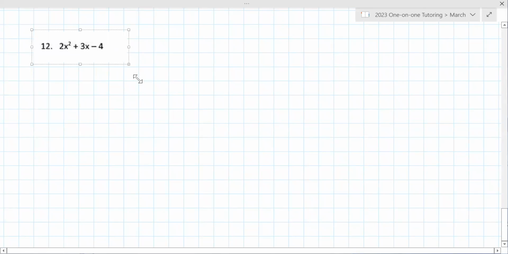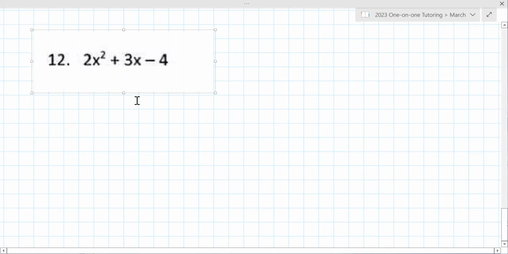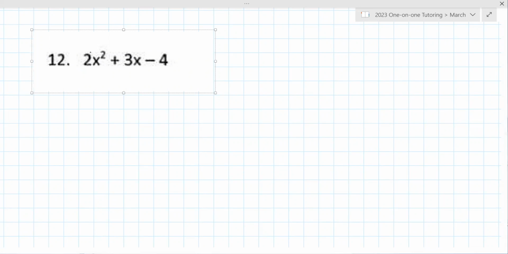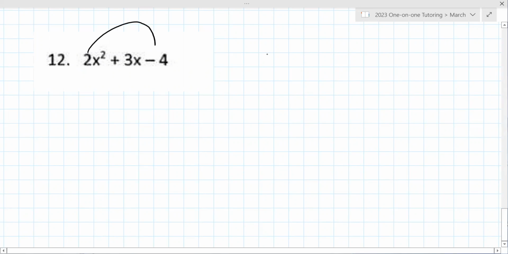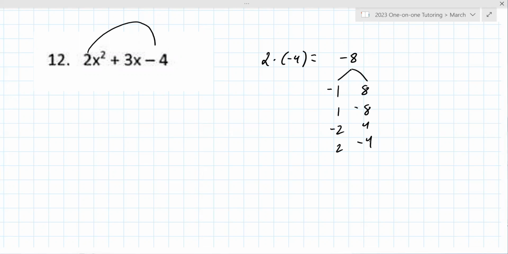So the key here is to recognize what type this is. On the quiz, you wouldn't be told, so you would have to know how to do it. You have to know to multiply 2 and -4, which is -8. You want two numbers that multiply to -8 but add up to 3. So here we go: -1 and 8, 1 and -8, -2 and 4, 2 and -4. Do any of these add up to 3? No. So this one is prime.